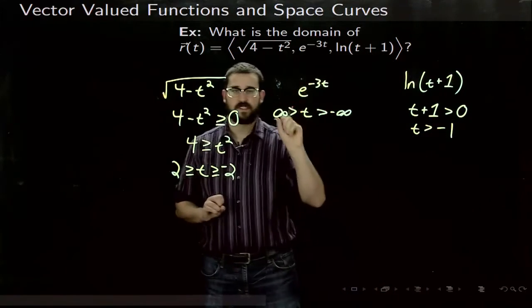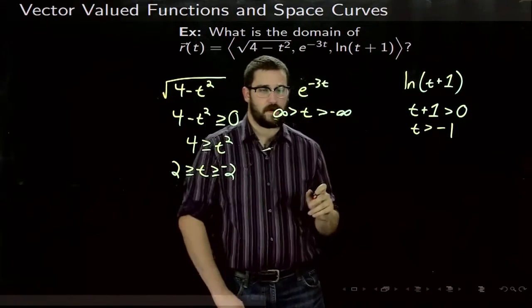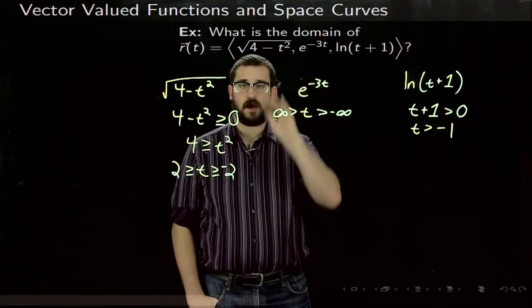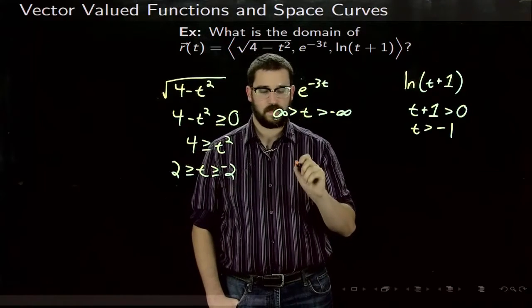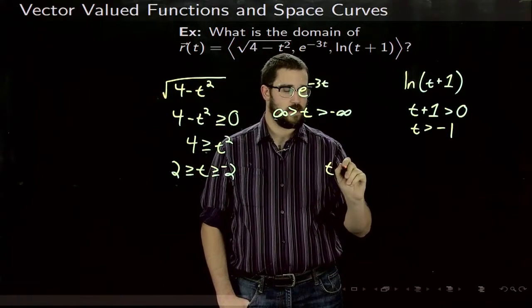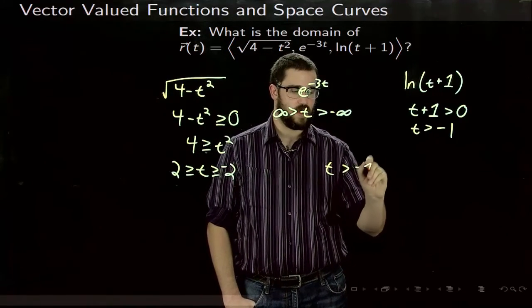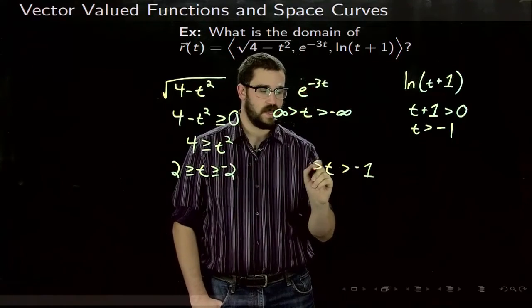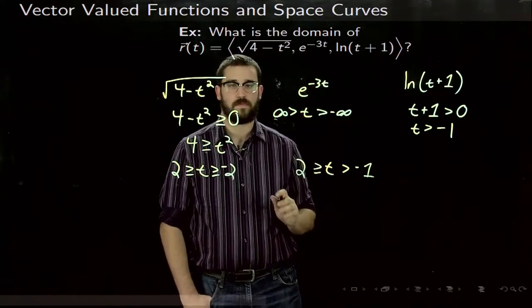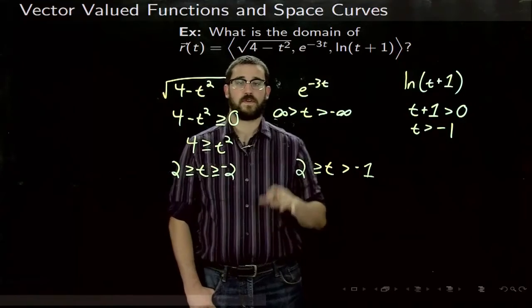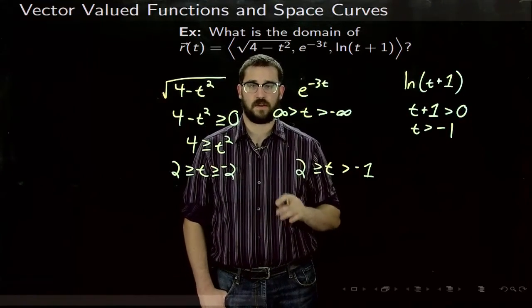We look at all these domains and we put them together. So we know that the domain of this function here is going to be t's that are greater than negative 1, but also less than or equal to 2. And that would be the domain of our function r of t.